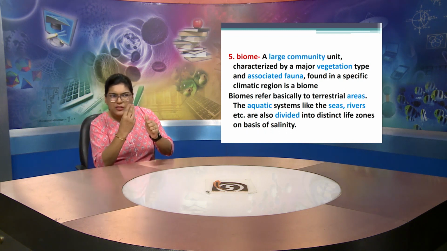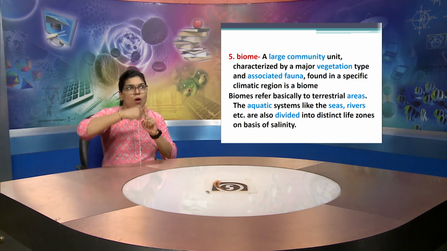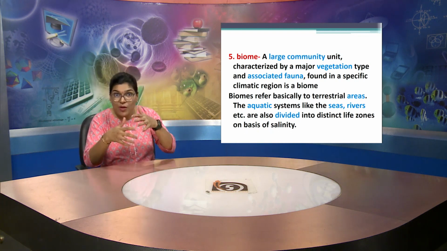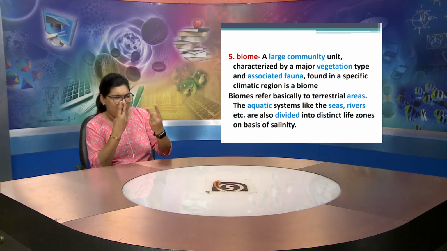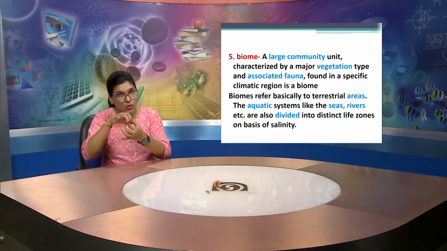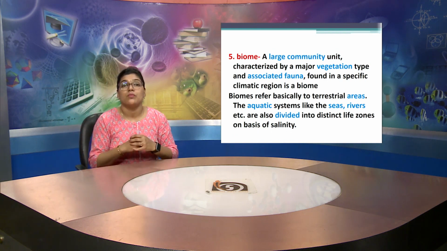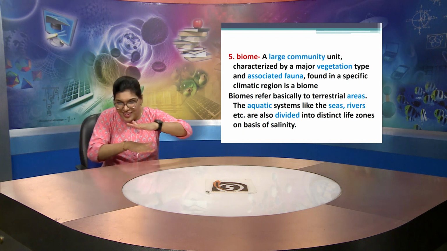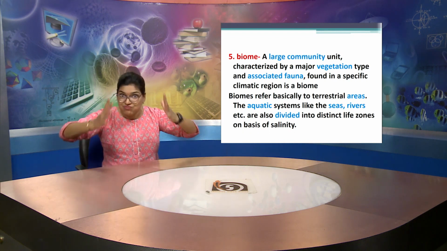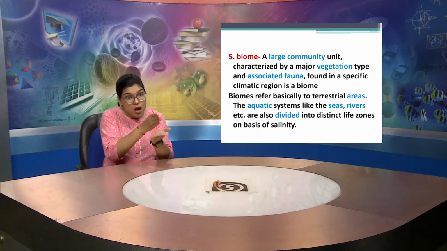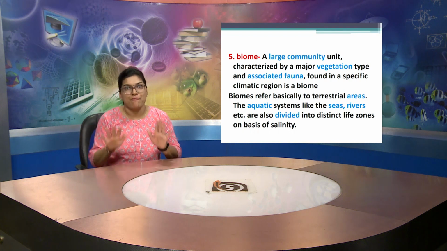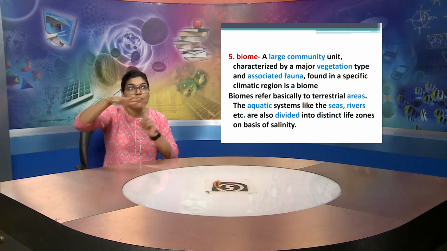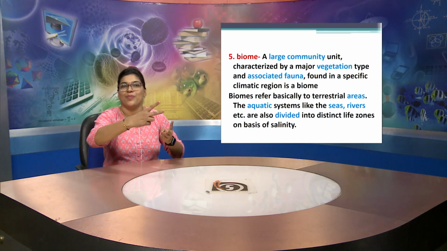The aquatic system, like the sea, the river, the water, temperature, all the trees, and all the natural environment, are divided into distinct life zones on the basis of the environment. And if you talk about aquatic life, then there are rivers and oceans, and they also have different kinds of components inside them. Like air has different components, water has different components.